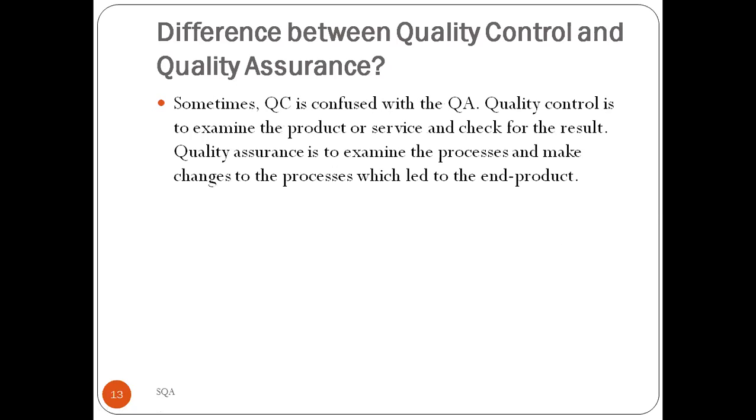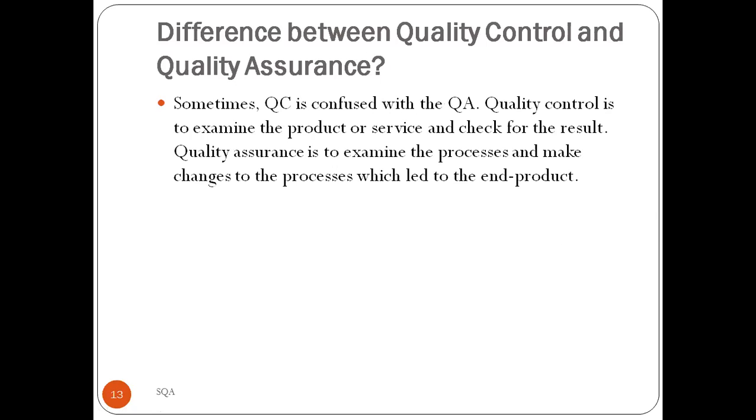Okay. Now, the difference between quality control and quality assurance. We have studied quality, we have studied quality assurance, we have studied quality control. But what is the difference between QC and QA? QC is abbreviated quality control and QA is quality assurance. Sometimes QC is confused with QA.